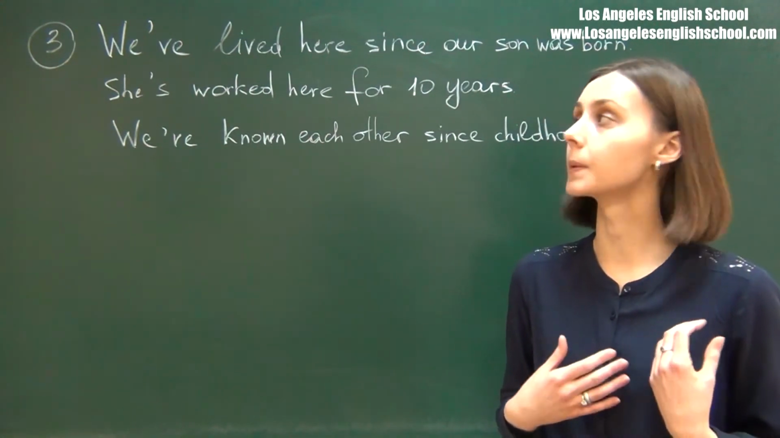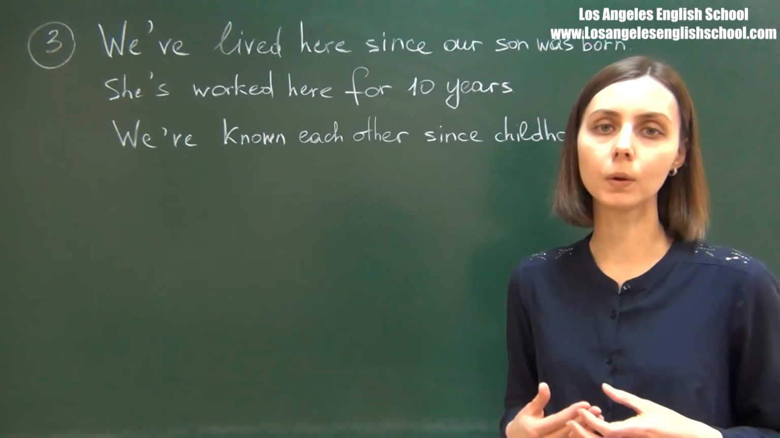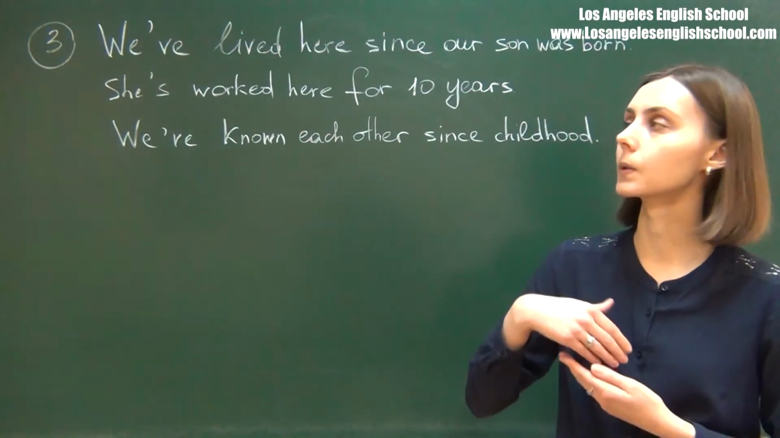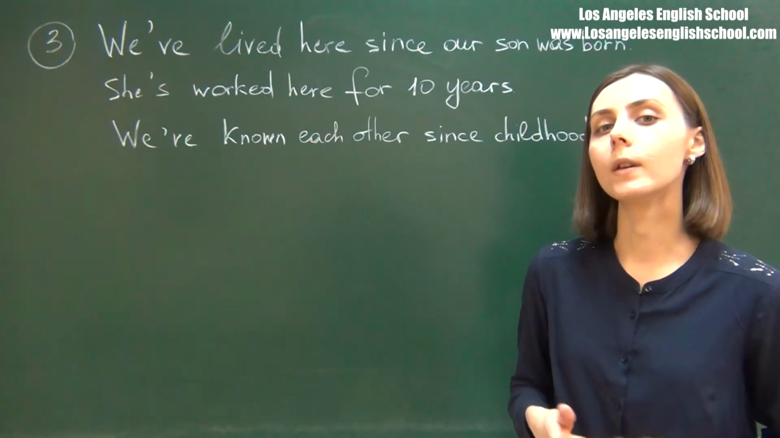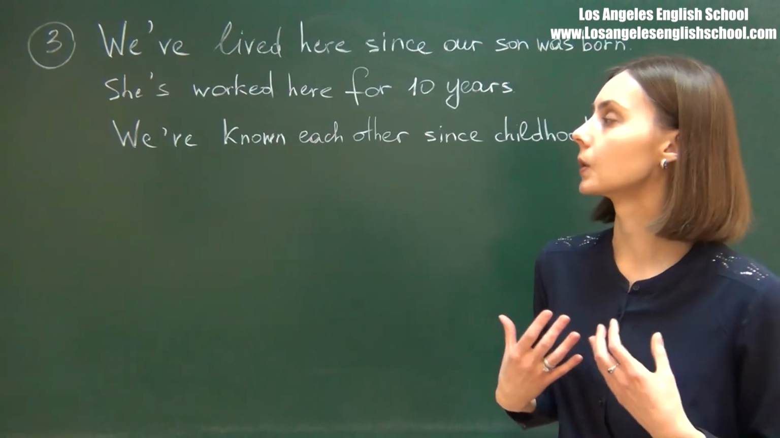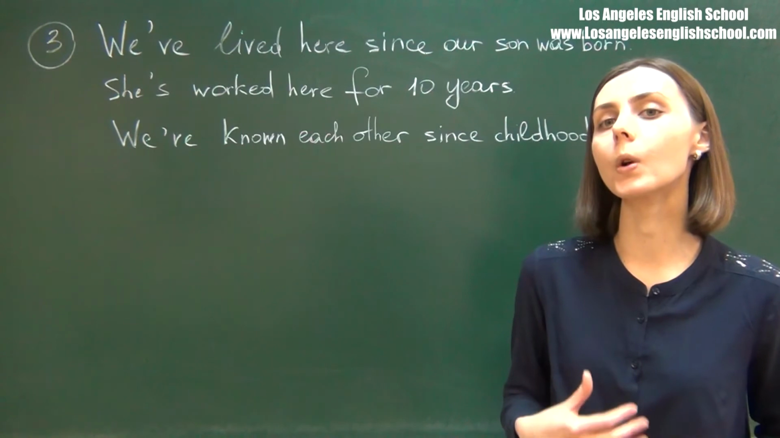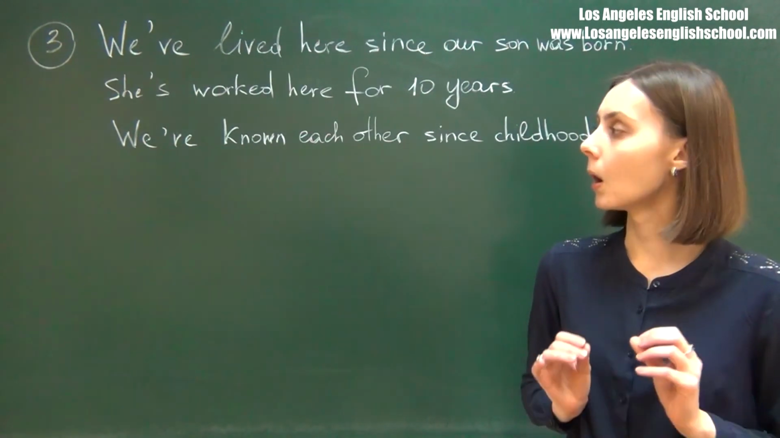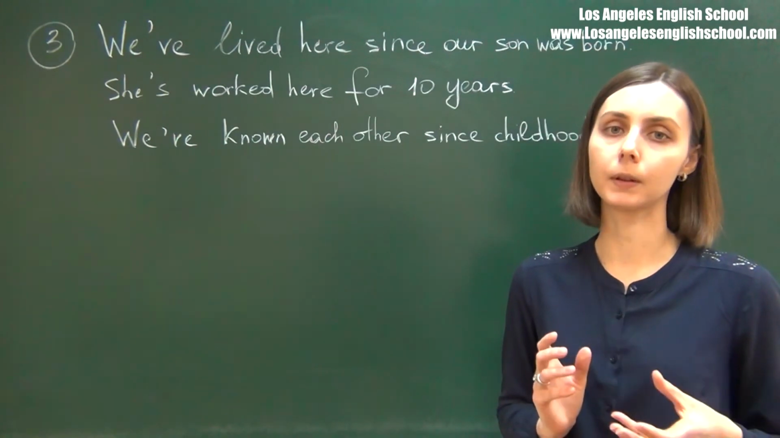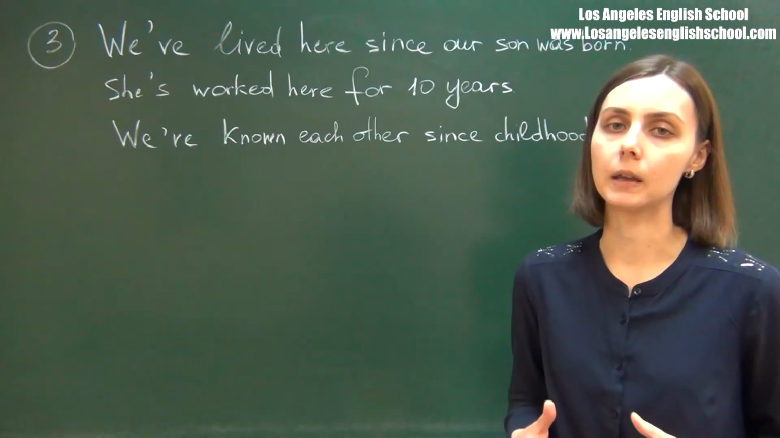However, with the verbs live and work, both tenses would be okay. You can say, we've lived here since our son was born, or we've been living here. You can say, she's worked here for 10 years, or she's been working here. However, the verb know can be used only in the present perfect. You cannot say we've been knowing each other.